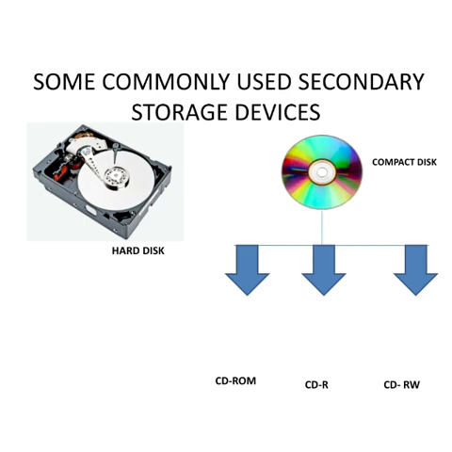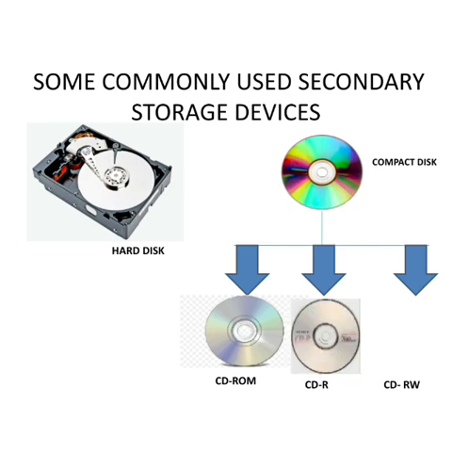Now CDs can be of different types. First is CD-ROM. In this, data is stored at the time of manufacturing which cannot be erased or changed. Next is CD-R. These are recordable CDs on which data can be stored but only once. Next is CD-RW. These are rewritable disks and their data can be changed anytime if needed.